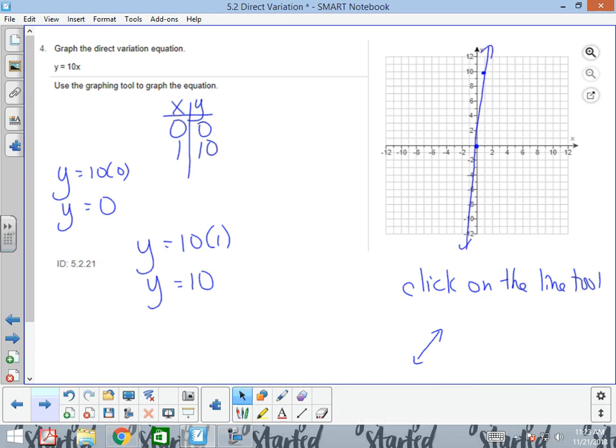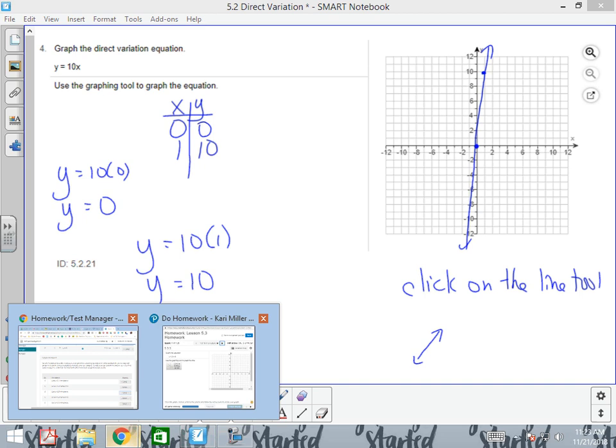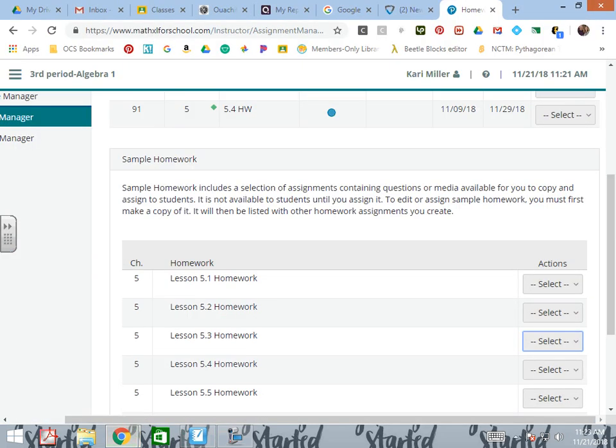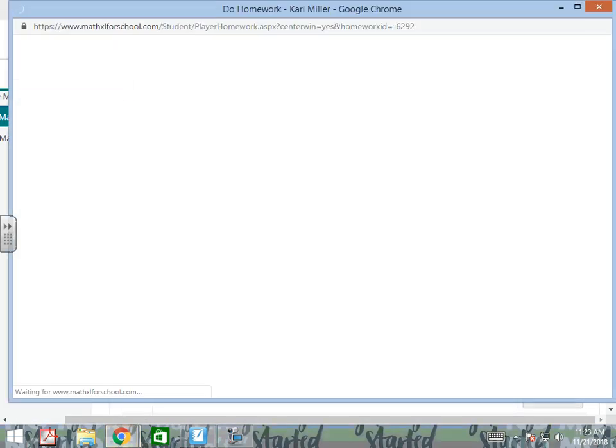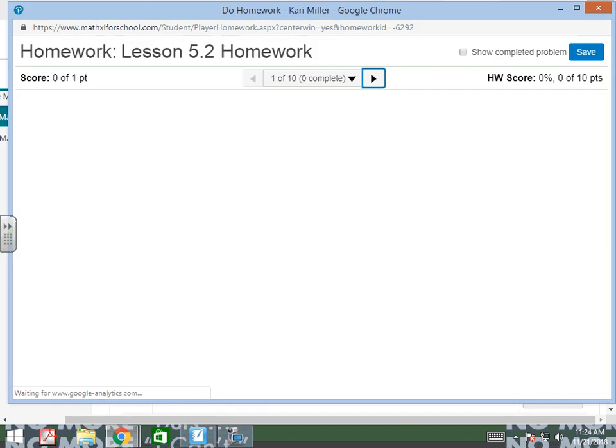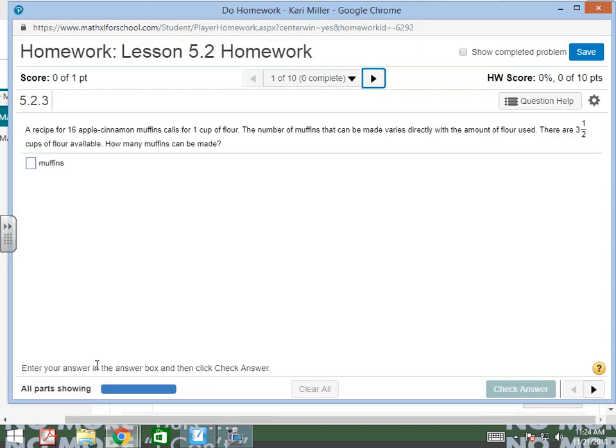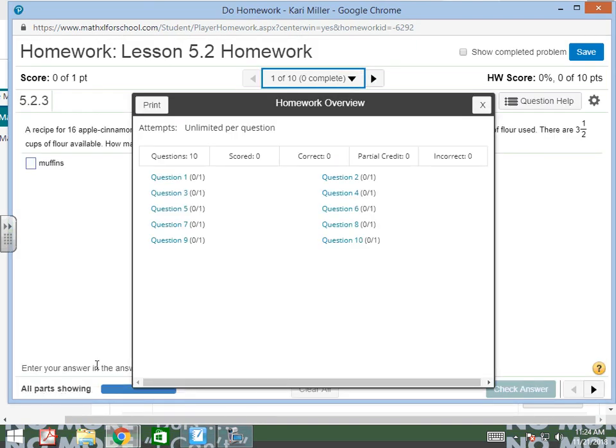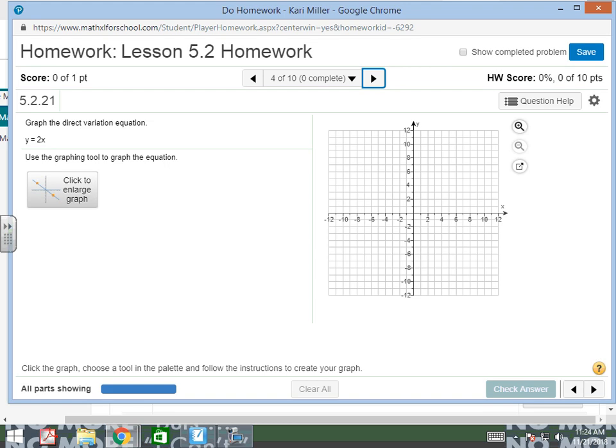So let's see if this will work. I think I have the wrong thing up, so let me try this one. All right, and we are looking at problem number 4. This is a different problem, but it'll help you to see. Okay, so this one will be y equals 2x.